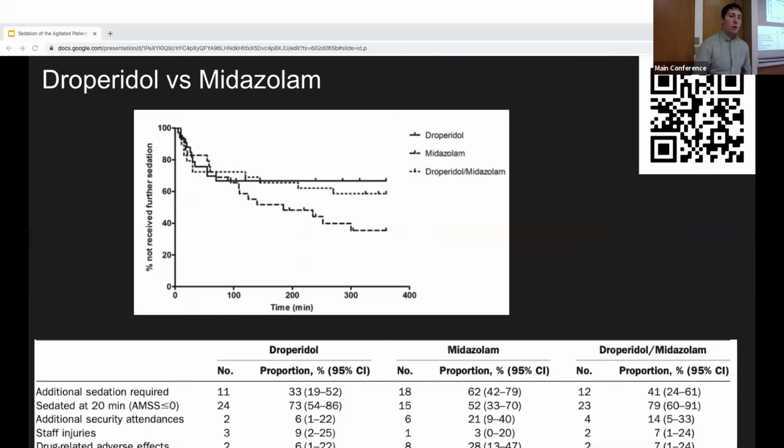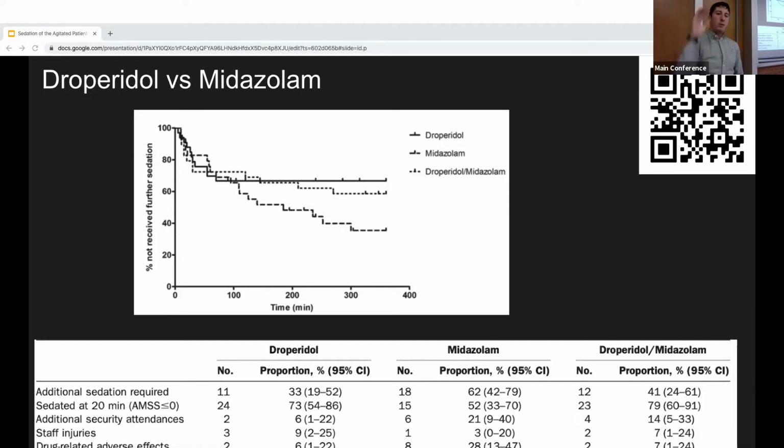All right, so what's some of the data? This is from the DORM study in 2010, published in Annals. This is a blinded RCT of adult patients. There were 3 groups: 10 of midazolam versus 10 of droperidol, or a combo of 5 and 5, droperidol and midazolam. It was a pretty small study, only 90 patients. The primary outcome was time to sedation. There was no difference between the groups, but Versed required additional sedatives more than droperidol.